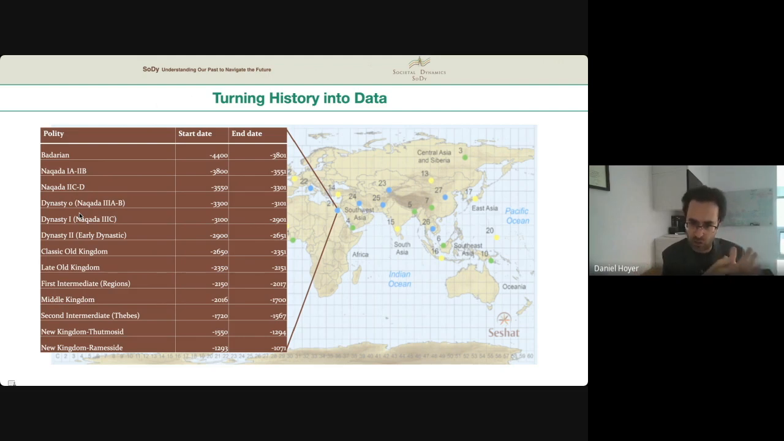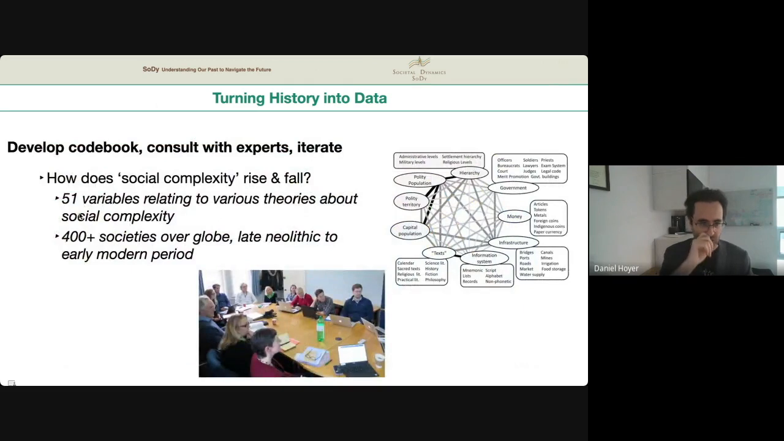This is what we are looking at. We may talk about regions, we may talk about long time periods, but the focus is these polities with specific start and end dates and a specific territorial extent. Once we have the list of targets, the different societies we want to explore, we start to develop what information we want to know about them. This is developed as a codebook. We consult with experts, and we iterate. We do this project by project, different topics one at a time, and we build out the databank like that.